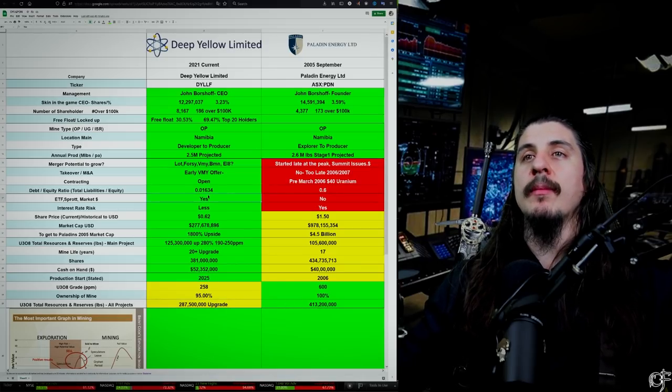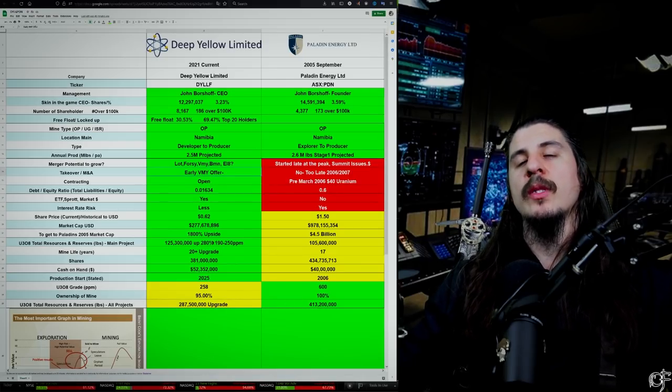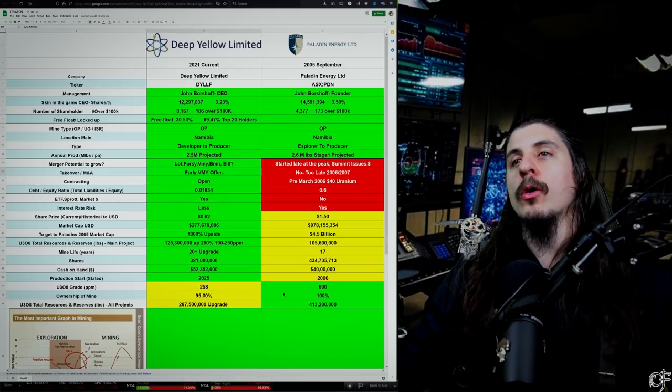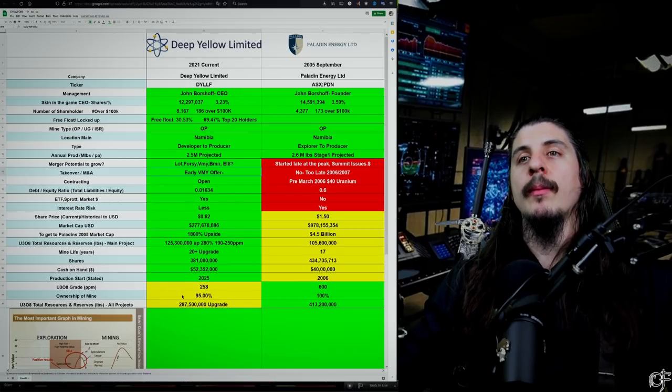Now, if they do this Vimy merger, or if they merge with another company, these numbers will all go green. They'll be more than this. The PPM will be more. The ownership of the mine will be more. And these are things I look at in a uranium company.